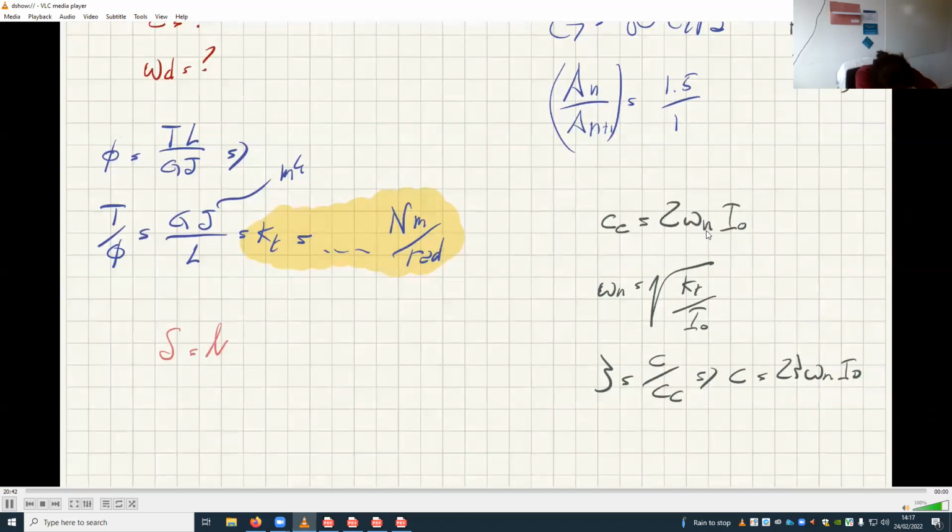Come on, I can make it. There we go. The logarithm of the ratio of two successive amplitudes is approximately equal to 2 pi zeta. So the left-hand side is completely known, and we can find zeta.